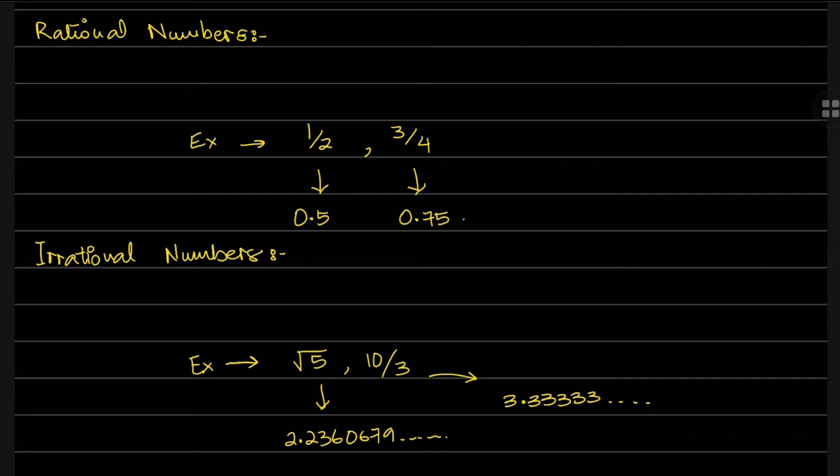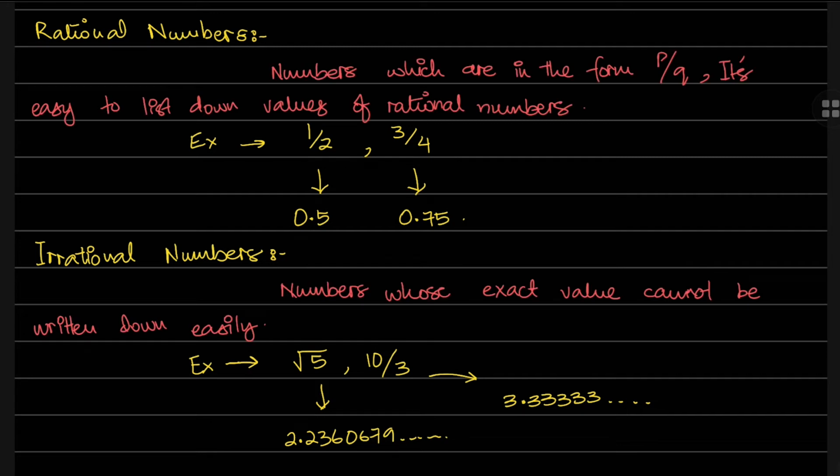All right, let me quickly write down their definitions for you guys. Just a second. All right. So that's about rational numbers and irrational numbers. I'm sure you know what the difference is now. Next up, we have real numbers.